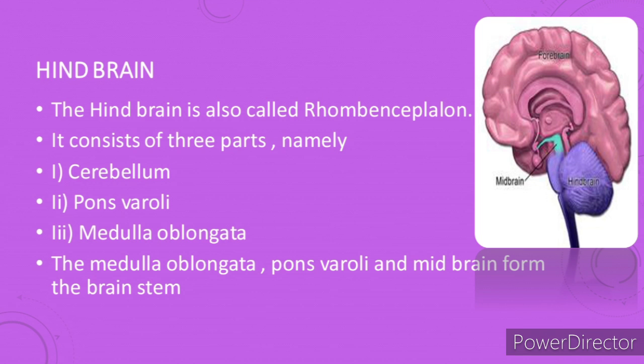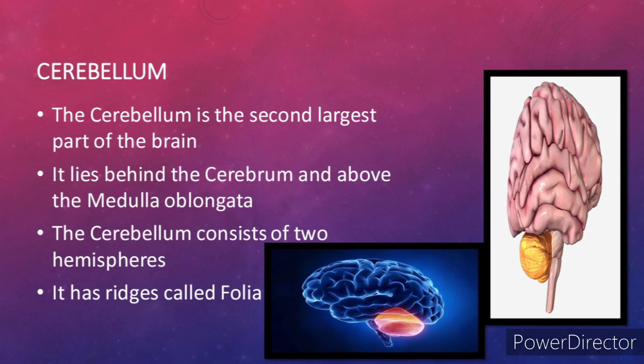Coming to the hindbrain. Hindbrain is also called rhombencephalon. It consists of 3 parts, namely cerebellum, pons varolii and medulla oblongata. Medulla oblongata, pons varolii and midbrain form the brainstem. So hindbrain consists of cerebellum, pons varolii and medulla oblongata. Now let us see the structure one by one. First of all, we will see about cerebellum.